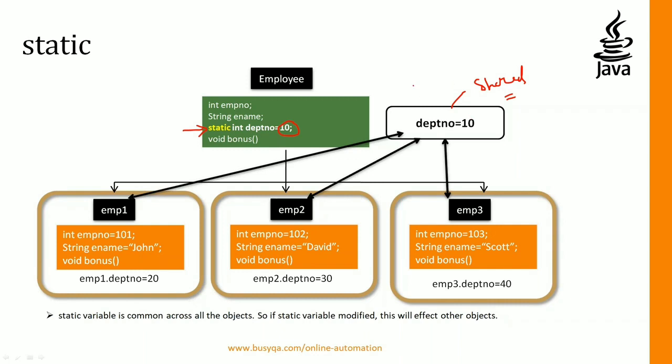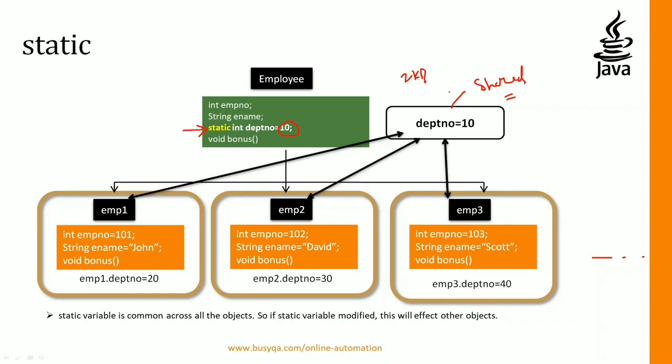This department number 10 is only one memory space. Let's say it takes 2 KB, but it will not occupy memory again. In the previous example it was 2 KB, 2 KB, 2 KB, and so on. But this time, as soon as I make it static, it creates a separate memory location where the static variable will be stored. This variable is shared across all the objects: EMP1, EMP2, EMP3, and so on. This is your shared memory.